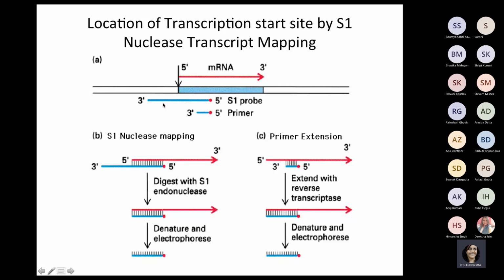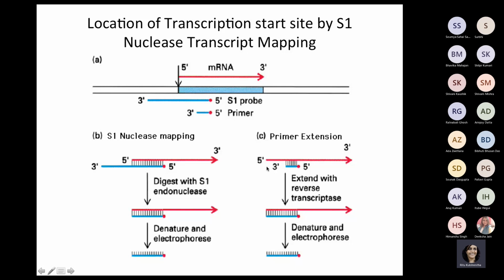And on the basis of its size, you can know what the end of this particular transcript that you are interested in is. Similarly, another method is that you design a primer towards the end of the transcript for which you need to know the ends. And then you extend it with reverse transcription. So what will happen is that it extends only till the end of the transcript.